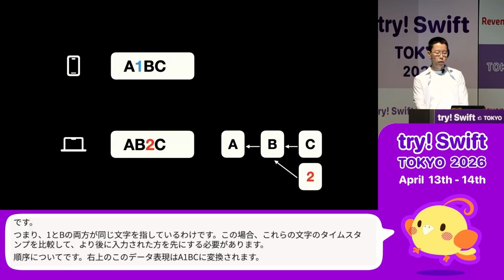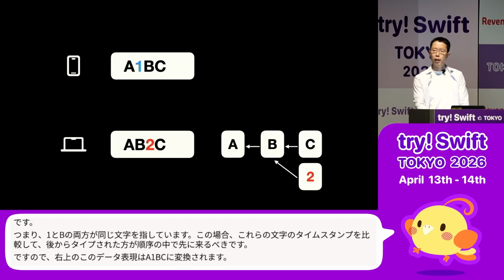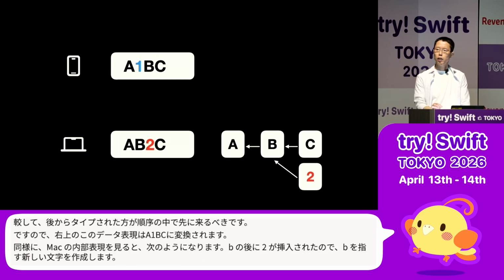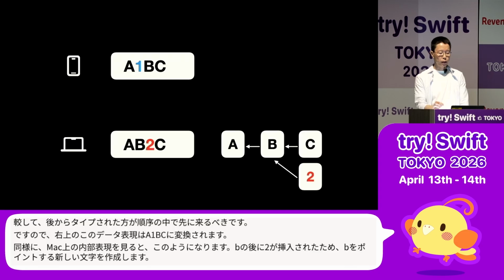Similarly, if you look at the internal representation on the Mac, it looks like this. 2 was inserted after B, so you create a new character that points to B. And since C and 2 both point to B, but since 2 was typed later, 2 comes first in the ordering, so you would get AB2C.